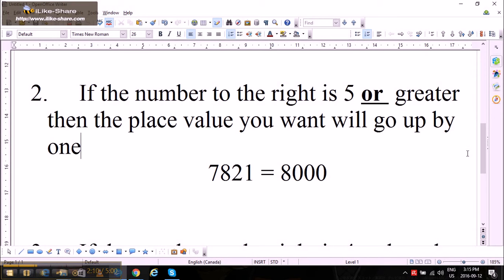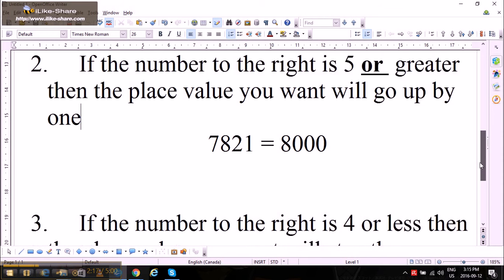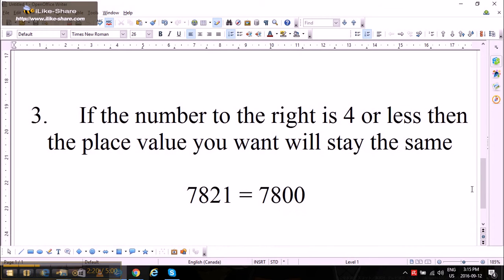Now you're probably wondering, well, what happens if the number is less than 5? Let's explain that right now. If the number to the right is 4 or less, that means 4, 3, 2, 1, or even 0, then the place value you want will stay the same. So in this example here, let's try and round to the hundreds column. I'm going to round to this place value here. I remember from rule 1, this is the place I want to round to. I have to look to the right in the tens column.